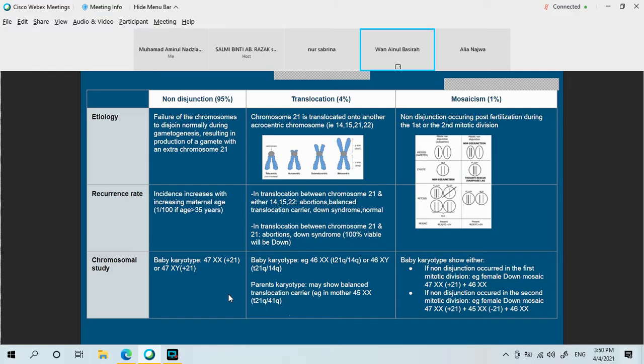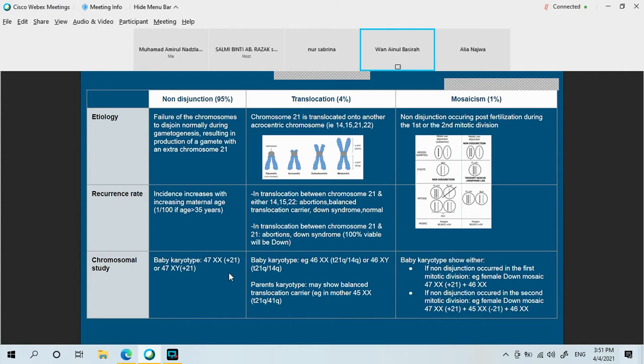Meiosis results in the production of a gamete with an extra chromosome 21. The risk of having non-disjunction Down syndrome increases with increasing maternal age. When we do the karyotype, if the baby is female, it will be 47,XX, meaning an additional chromosome 21, or if the baby is male, 47,XY with an additional chromosome 21.